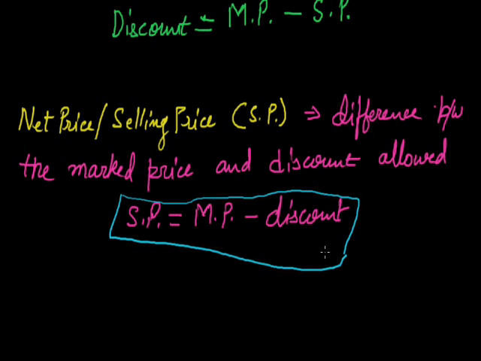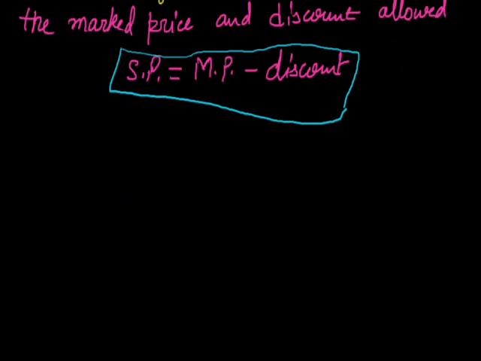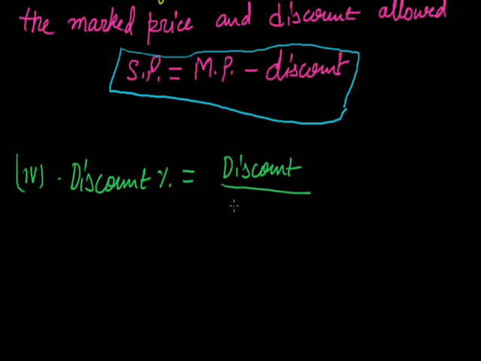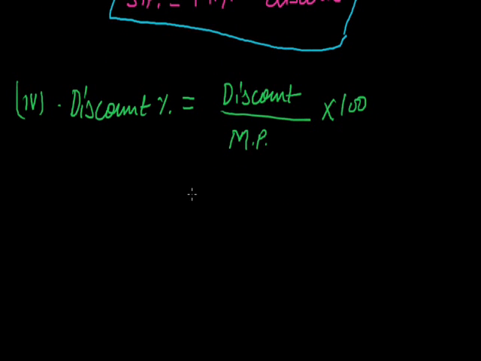Now let us understand how to calculate the discount percentage. It is just the same as we calculate the loss percent. First, let us understand the formula for the discount percent. Discount percent is equal to discount upon marked price into 100, or we can say it is equal to marked price minus the selling price upon marked price into 100. Now how is it the same as the loss percent?